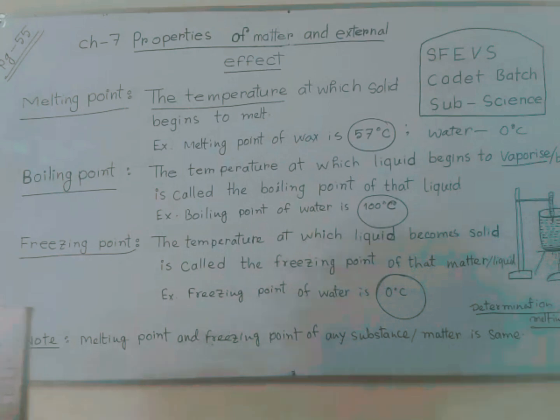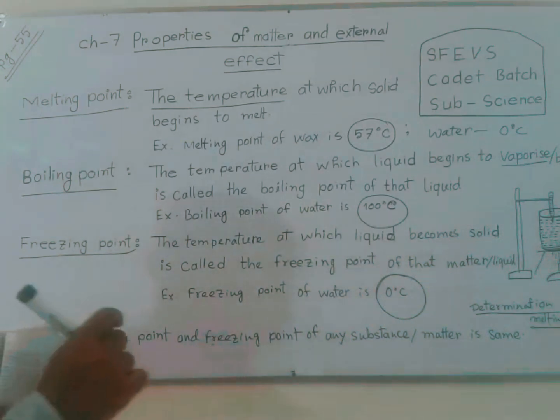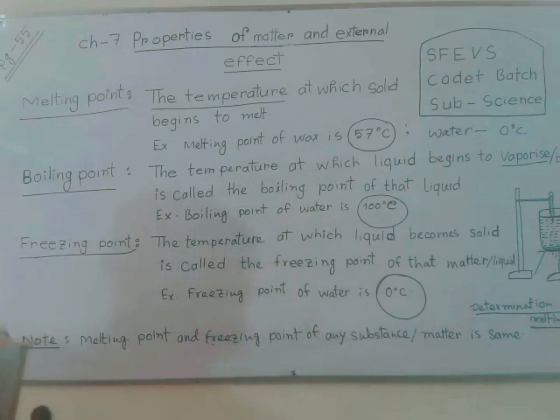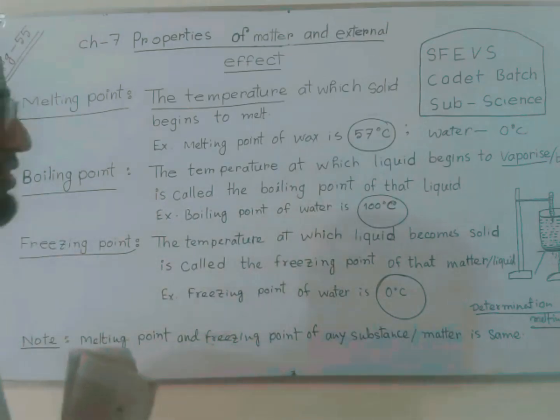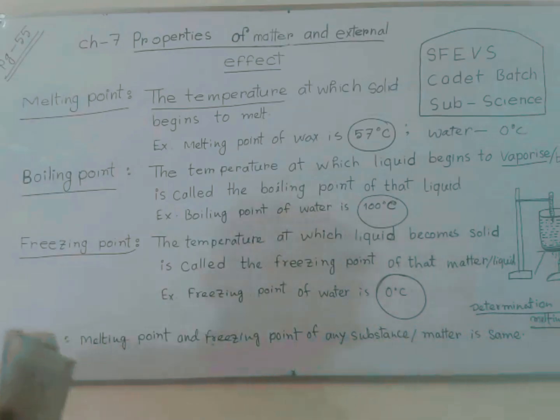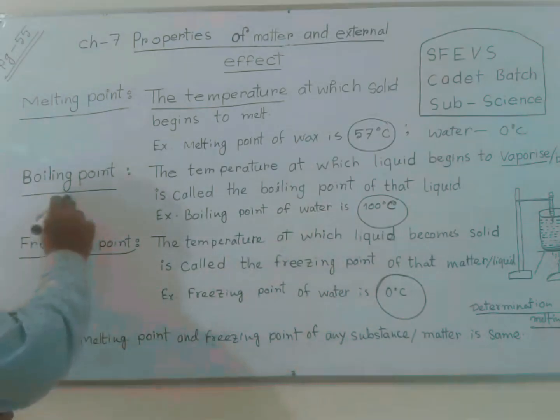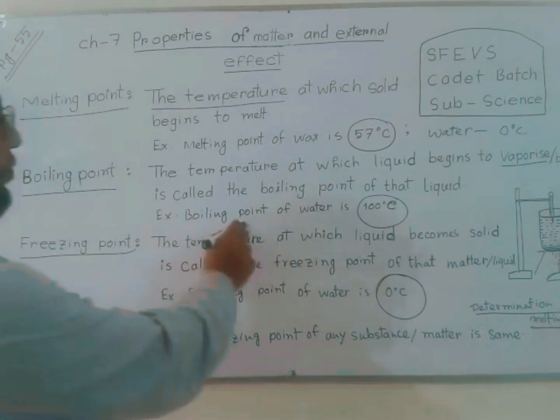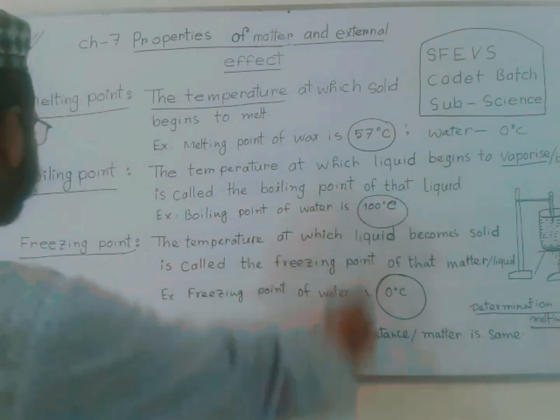So let's start from the beginning. What is melting point? Melting point is the temperature at which a solid begins to melt. So it is 57 degrees Celsius for wax, and for water it is 0 degrees Celsius. Then boiling point. Boiling point is the temperature at which a liquid begins to vaporize. This is the boiling point, and the boiling point of water is 100 degrees Celsius.